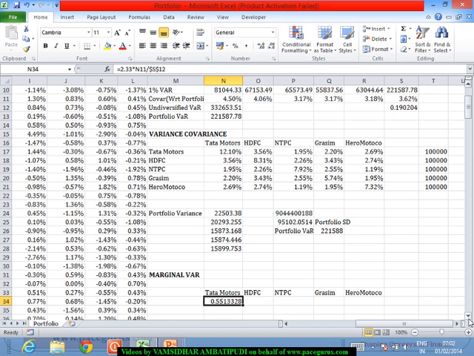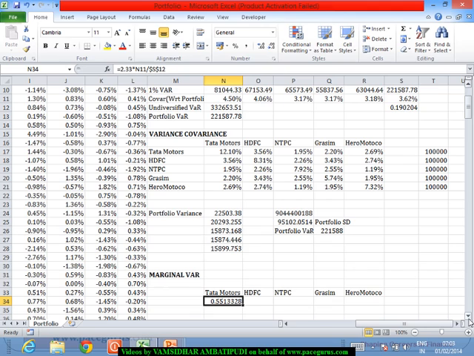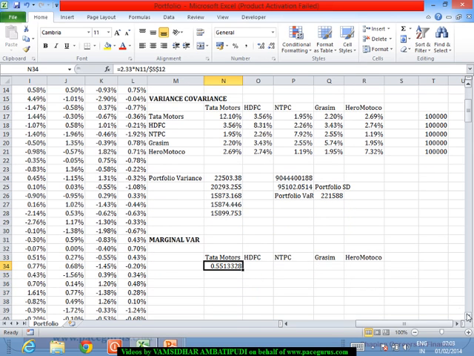Right? If there is an additional investment of $1 in Tata Motors, I am expecting that the VAR will increase. So here, keeping all others constant, if I am just investing $1 additional in Tata Motors, this is what is causing the VAR of Tata Motors. This is the increment to the VAR. The same way I can look at the investment in HDFC, NTPC, Grasim and Hero Motors. So these are the marginal VAR.